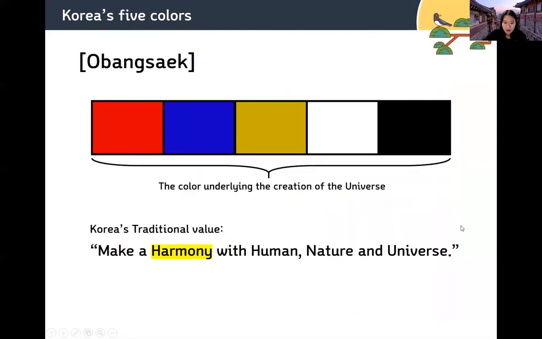The next thing I will talk about is Korea's 5 colors. These 5 colors are the traditional colors of Korea, which ancient Korean ancestors considered as the colors underlying the creation of the universe. These are called 오방색 in Korean. These colors represent the view of the world of our ancestors who wanted to live in harmony with the universe, nature, and human beings.